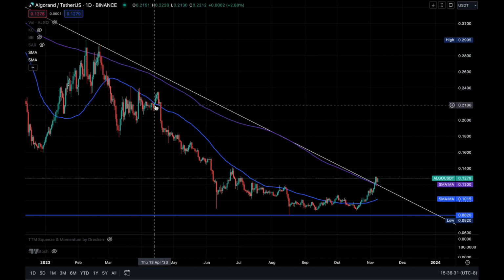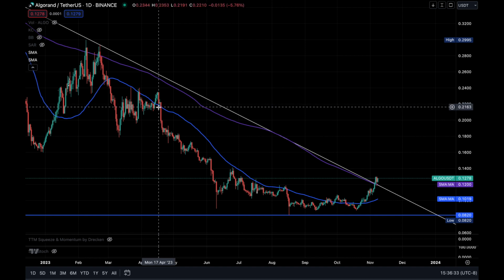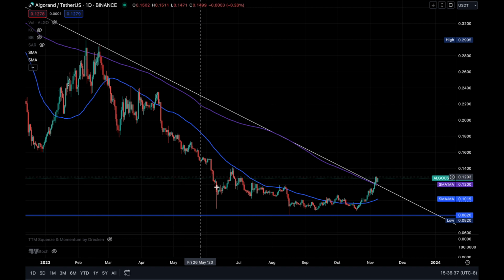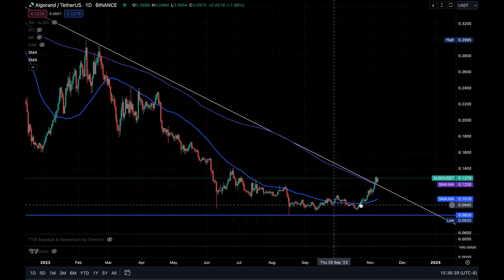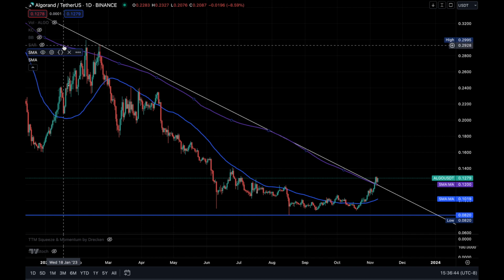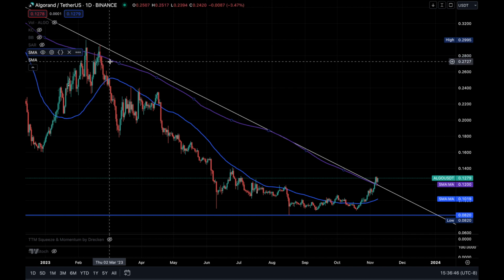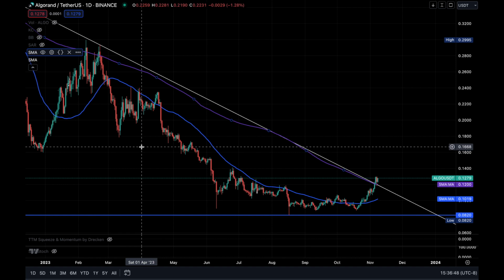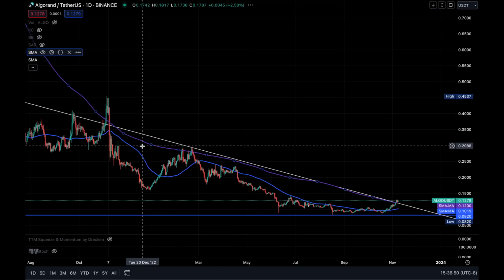And you can see ever since then, especially since April, Algorand, with that little spike, has been under the 50 moving average all the way until now. And again, here's the 200 moving average, which is the purple line. And this one usually signals if a crypto is in a bear or bull market.